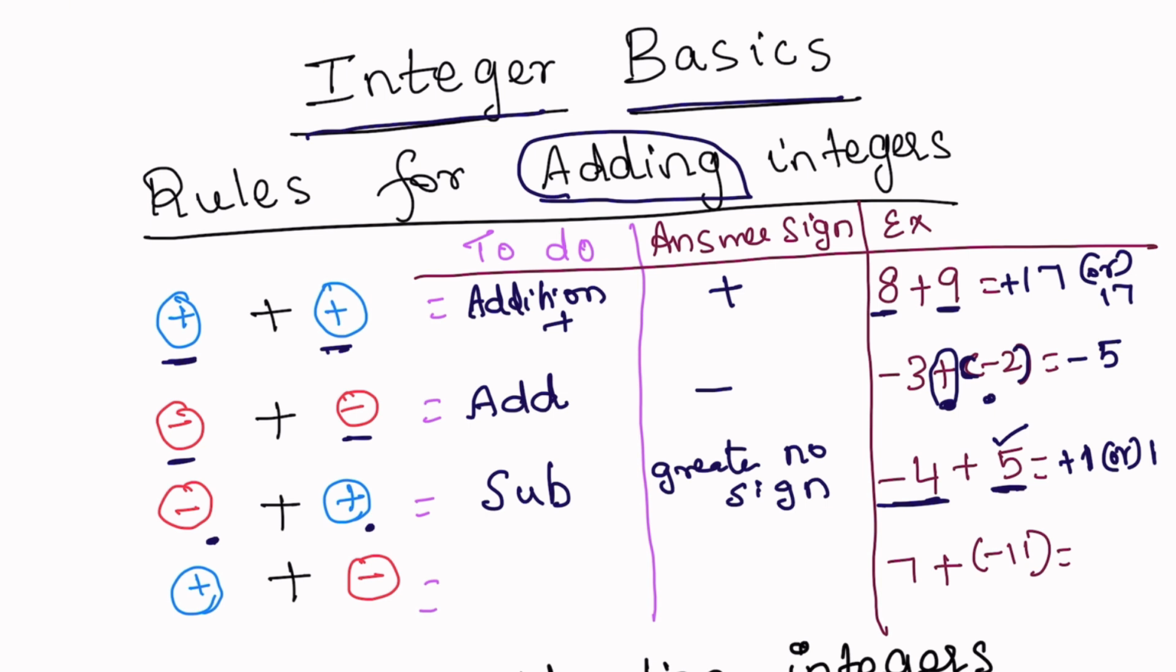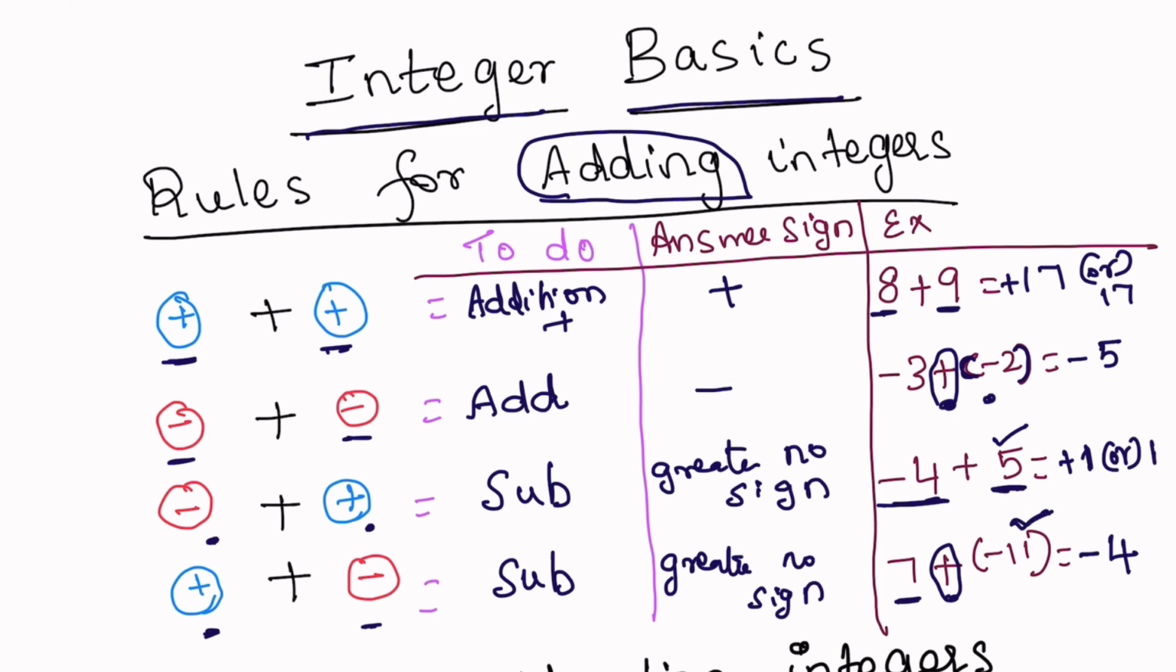The same concept here: one number is positive, one number is negative. We do subtraction and give the greater number's sign. So when you look at the example, one number is positive 7, plus its addition, minus 11. We do the subtraction. The answer is 4. I give the greater number's sign. The greater number is 11, so I give the negative sign.